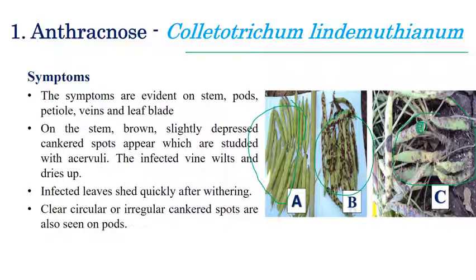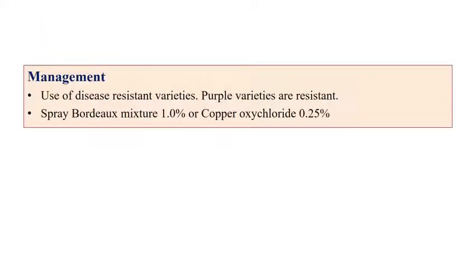We can clearly see water soaked spots, and later dead and decaying spots can also be seen on infected pods. If you see the plants, wilting of leaves can be observed, and in pods, circular or irregular shaped spots are the most important diagnostic symptoms for the identification of anthracnose. Management aspects: using disease resistant varieties, and spraying Bordeaux mixture at the rate of 1%, or using the fungicide copper oxychloride at the rate of 0.25% can be recommended.